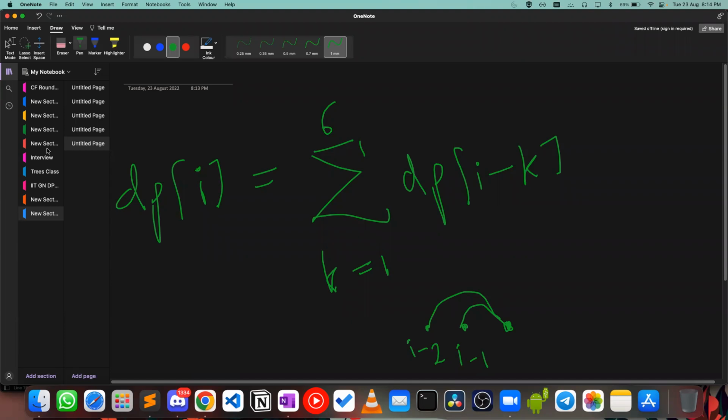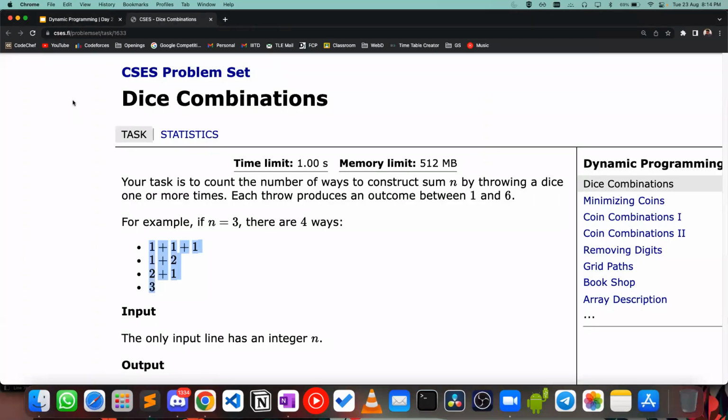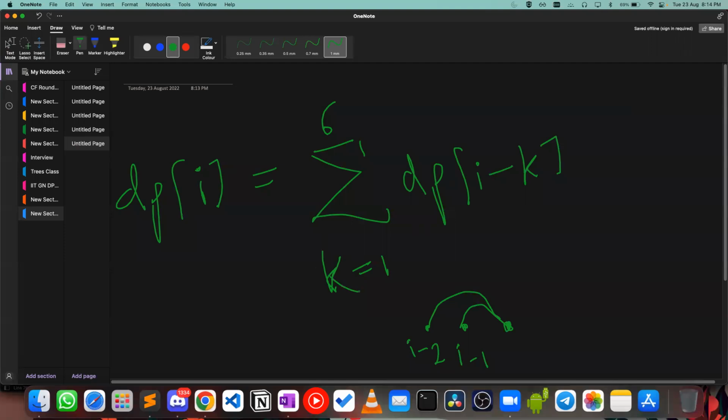Somebody's saying 5 only. Why should we take 5 only? The dice here has 6 faces, right? So we should be going from 1 to 6. You can construct I from I minus 1, I minus 2, I minus 3, I minus 4, I minus 5, and I minus 6 as well, because you can get a 6 at I minus 6.